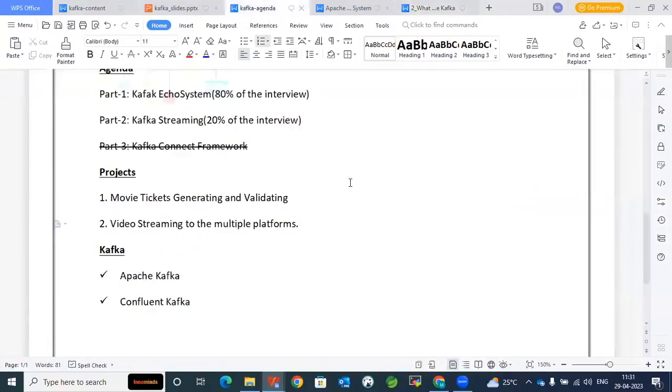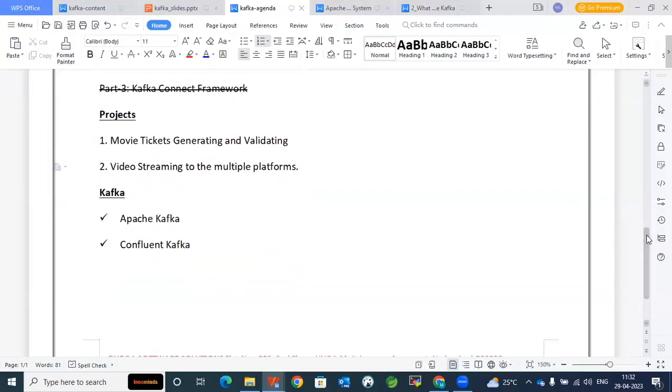I want to give you clarity here. In the market, we have two kinds of Kafka. One is Apache Kafka. The second one is Confluent Kafka. So what is this Apache Kafka? It's an open source, free, Apache 2.0 licensed version. It is completely open source.